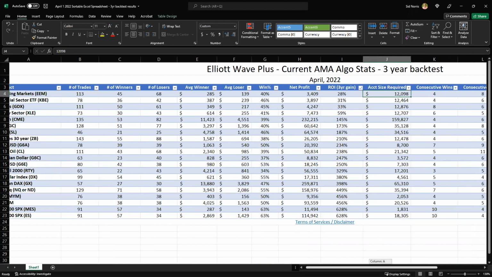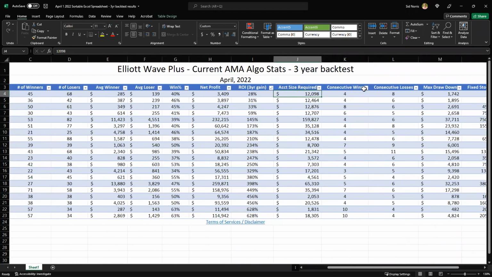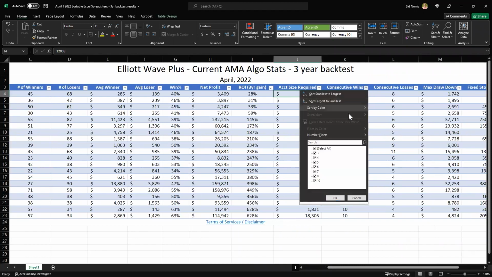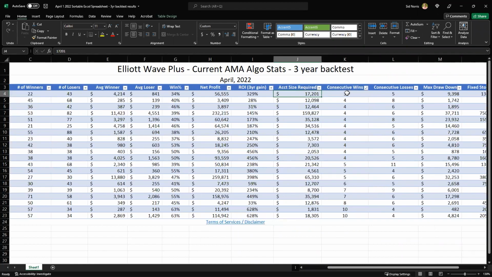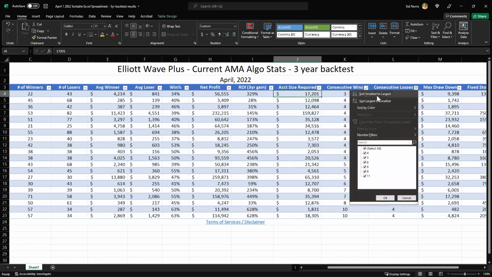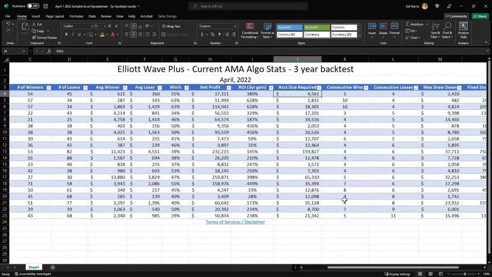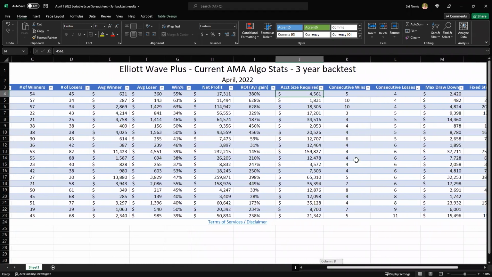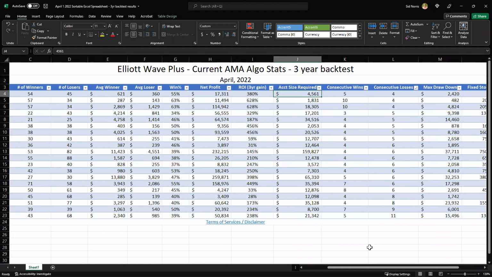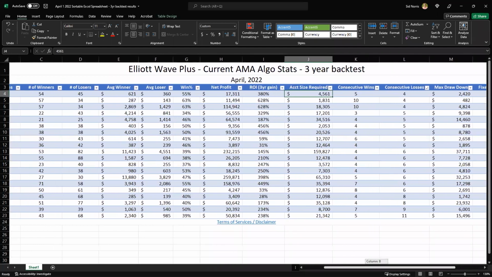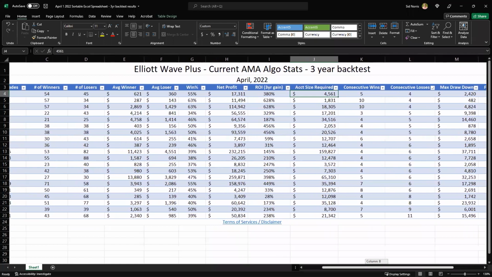go over here and say, show me only items that have the fewest number of consecutive losses. It's human nature. If you start taking these signals, if you have to put up with too many consecutive losses, you're liable to give up on it before it really starts putting together a nice run.